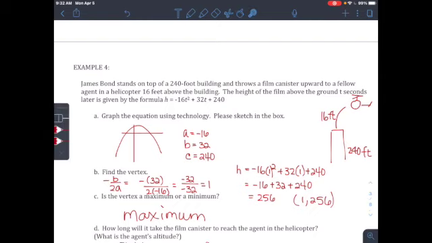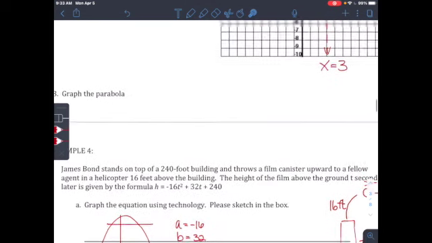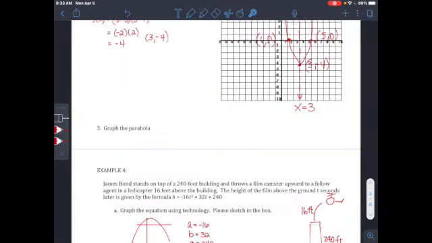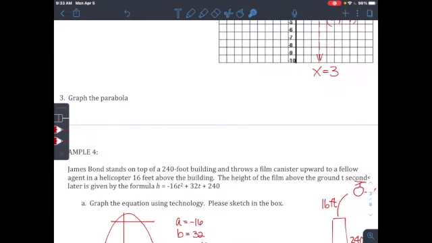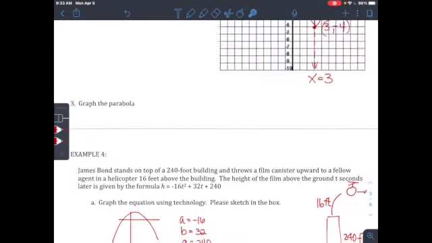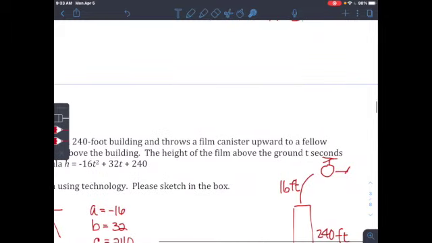All right, to start it off, let's read the question. The question goes, James Bond stands on top of the 240-foot building and throws a film canister upward to a fellow agent in a helicopter 16 feet above the building. The height of the film above the ground, t seconds later, is given by the formula h equals -16t squared plus 32t plus 240. So here's my little picture with a helicopter.